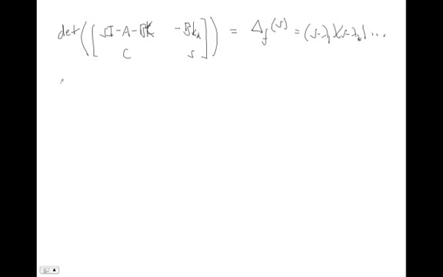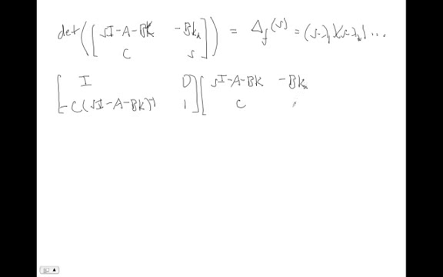So there's one thing I want to show you really quickly, something that's really easy to verify. And some smart person found this out at some point. If I take this matrix, identity, and you can check this for yourself afterward if you'd like, minus C times SI minus A minus BK inverse, 0, 1. If I take this matrix and I multiply that by, now I'm just rewriting this matrix here, SI minus A minus BK, I have a C here, I have a minus BKa, and I have S here.